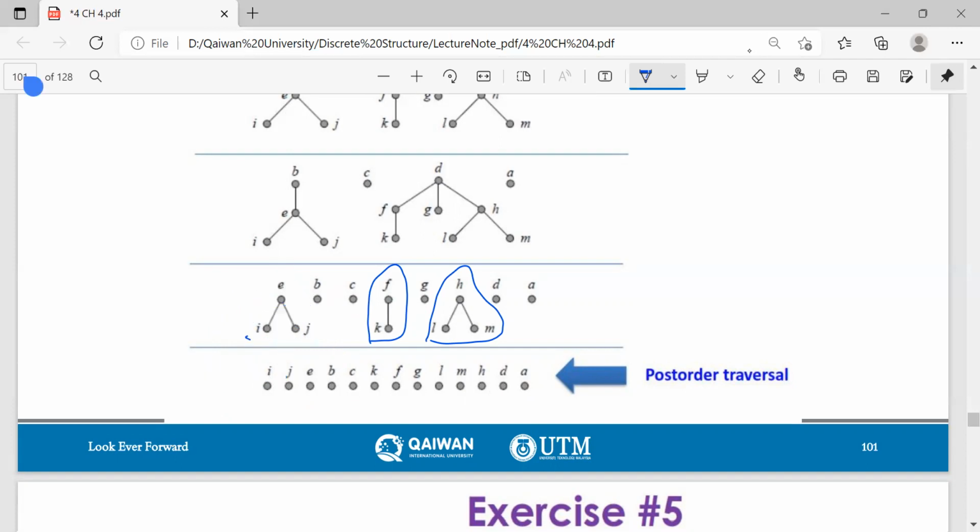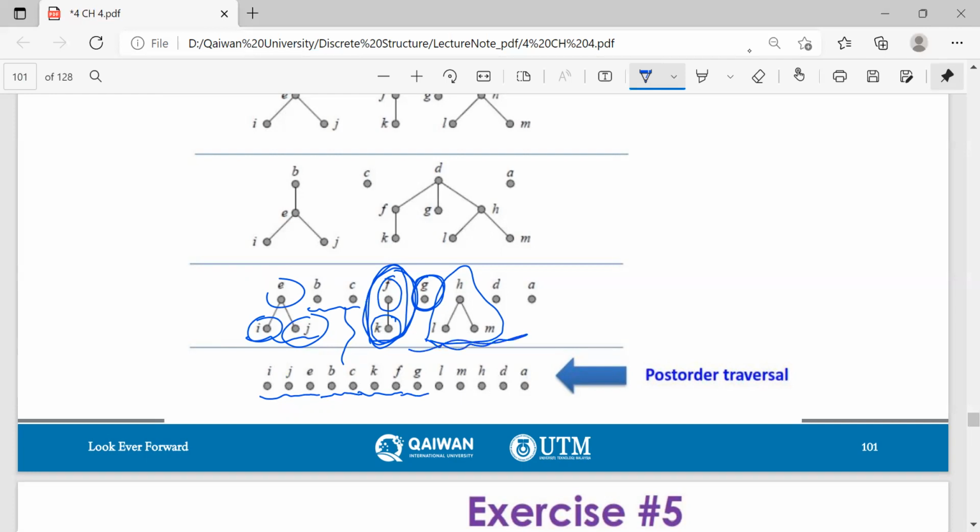Okay, so this subtree becomes I, J, and E. As you see, first write down the left one and the right one, then the root: I, J, E. And after this tree, we have B and C. Then for F, K, for this tree, we write down the subtree, then the root. It's K and F. Then we have G. G is alone, we write down the same.